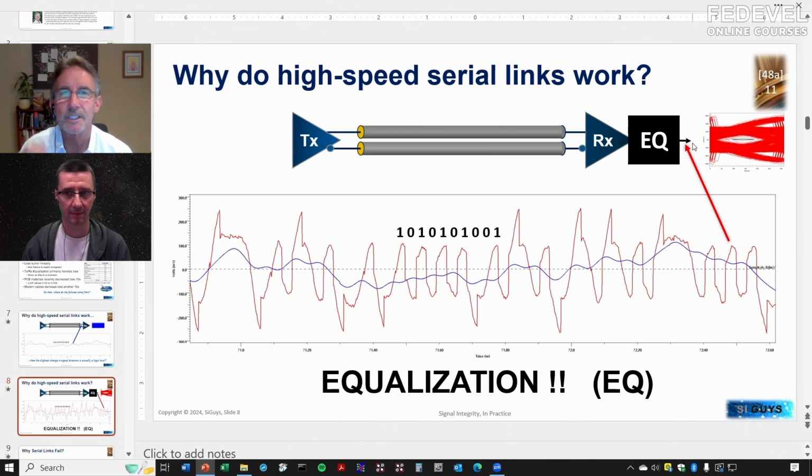Can you simulate equalization in a simulator? Absolutely. In 2007, we added to the IBIS standard something called algorithmic modeling, and it goes by the term AMI. So if you take an IBIS AMI model, you not only get all the analog behaviors of the transmitter and receiver, but you also get all the equalization in there.